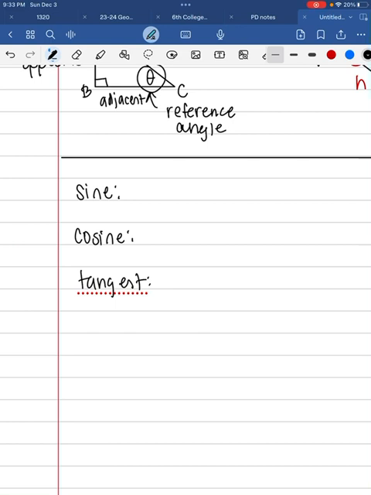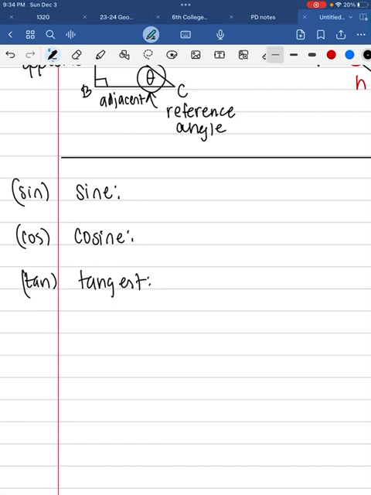Now these have abbreviations. When you find these buttons on your calculator, one of the buttons says trig. If you hit trig, all of these abbreviations will come up. The abbreviation for sine is SIN. Cosine is COS. And tangent is TAN. Also, if you look at your phone calculator, it'll have these abbreviations.